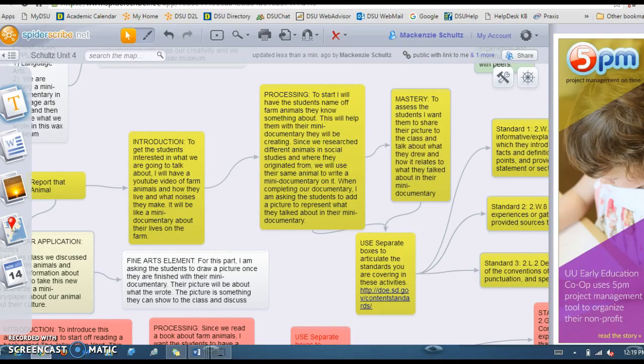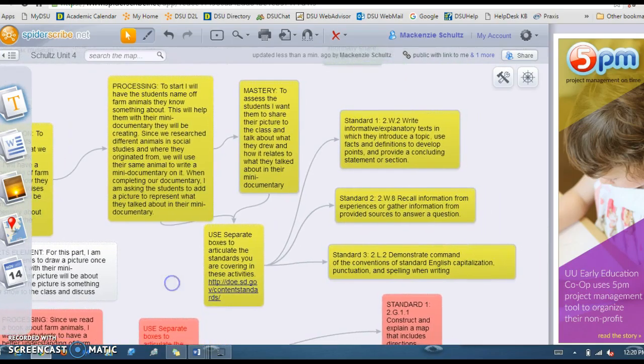And then, to top off the process of this, I will ask the students to create a picture that goes along with their mini documentary about their farm animal, basically just talking about what their mini documentary is about.